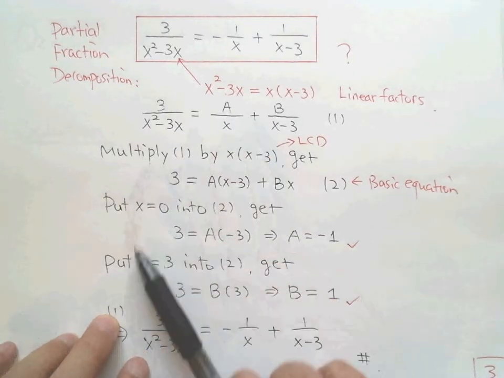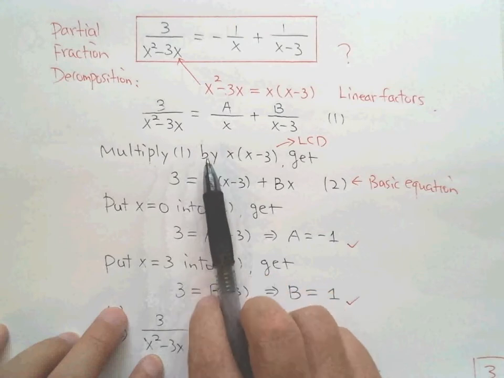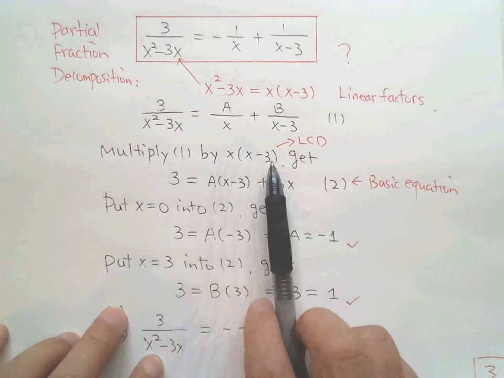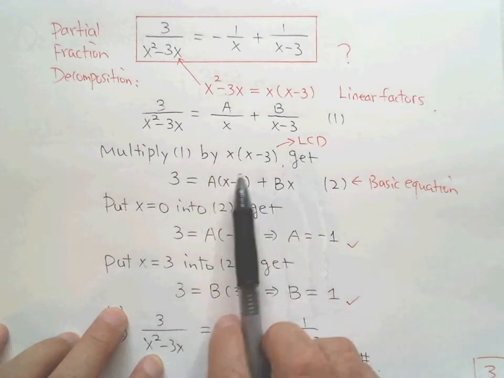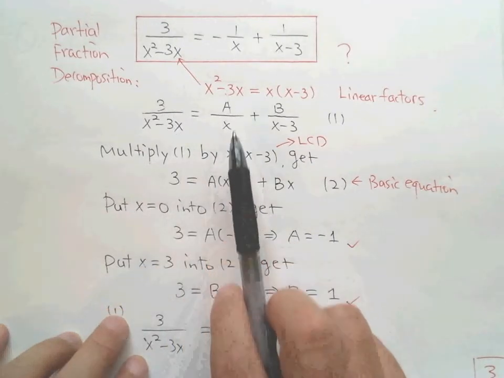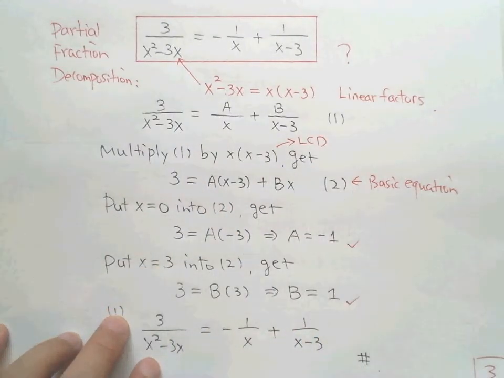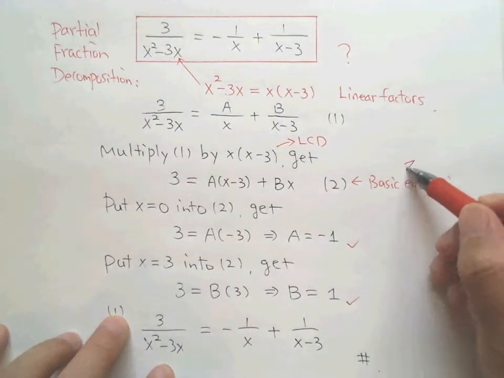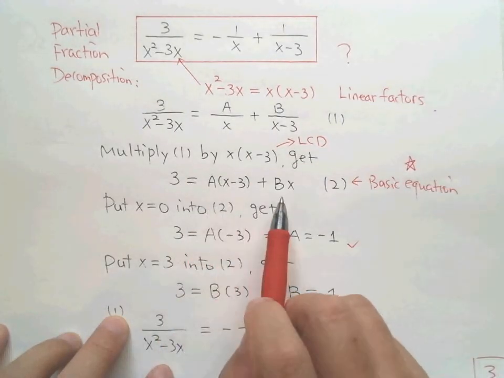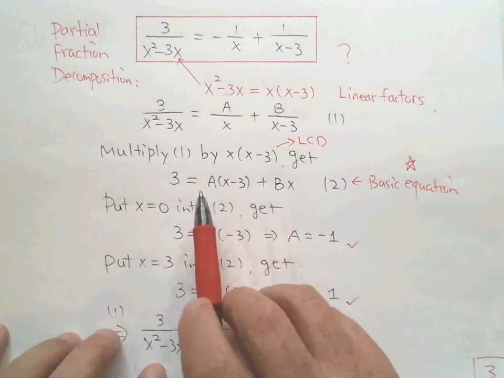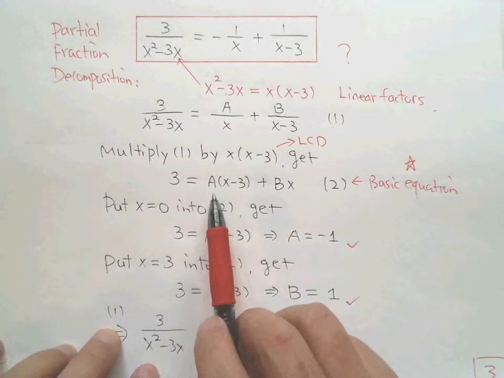Here is the basic. We can multiply by the LCD, okay? And then we get the left is 3, the right is A times something and B times something. Look at this equation, important. This is the most important equation. We call it the basic equation, okay? From this equation, we should find all the constant numbers A and B. We have two basic methods.